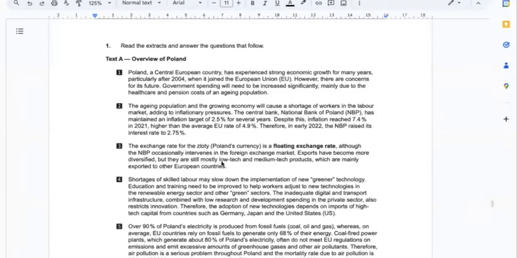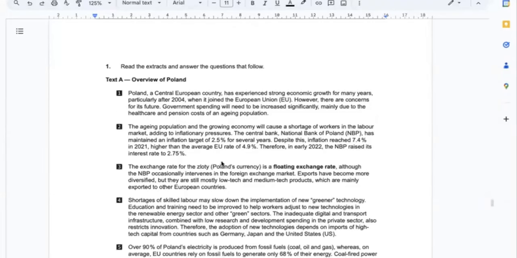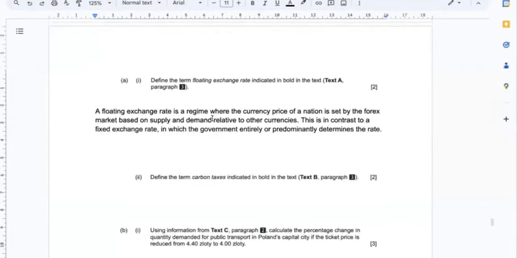All right, question number 1, it's about the country Poland. Question A1, define the term floating exchange rate indicated in bold in the text. Floating exchange rate is a regime where the currency price of a nation is set by the forex market based on supply and demand relative to other currencies. This is in contrast to a fixed exchange rate in which the government entirely or predominantly determines the rate.